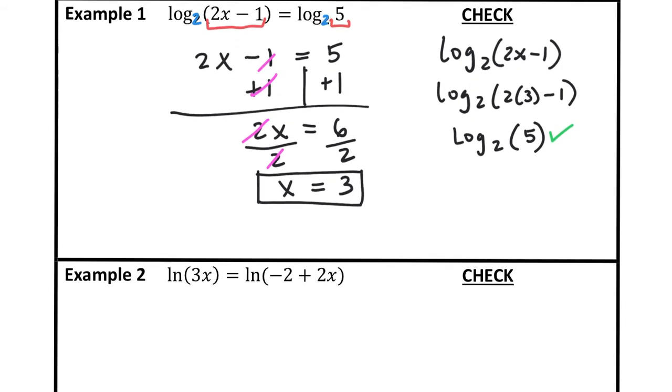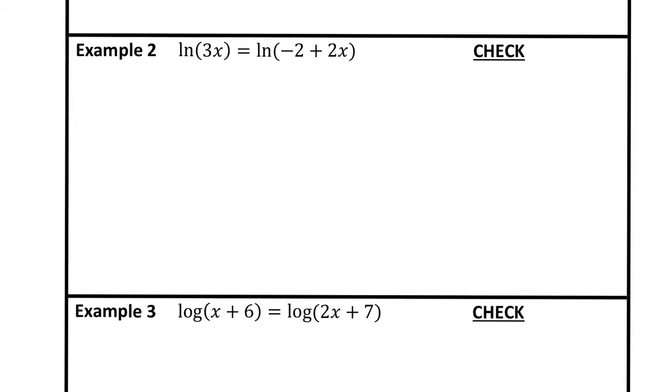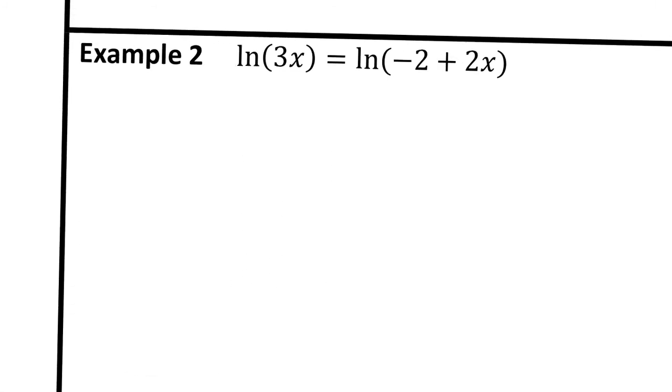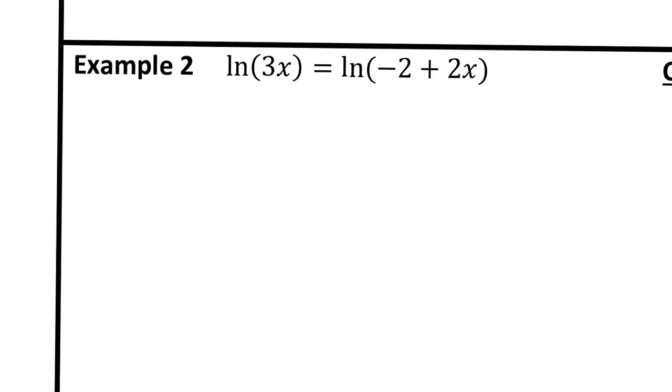All right, let's go to the next example. I'm going to zoom in a little bit over here. In this case we have two ln's equal to each other. ln has a base of e. So if I have two natural logarithms with the same base, then what can I say about the contents of these two? Then 3x must be equal to negative 2 plus 2x.